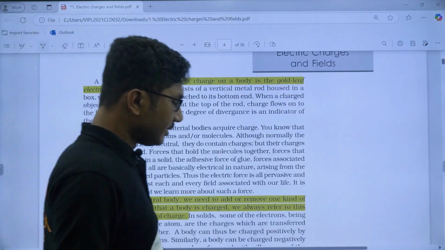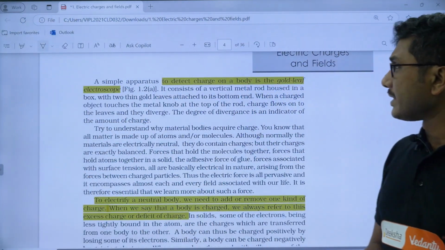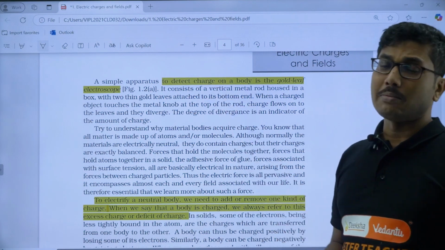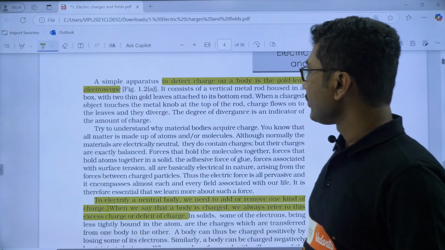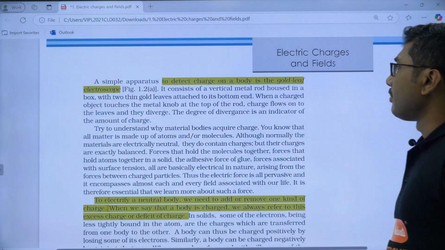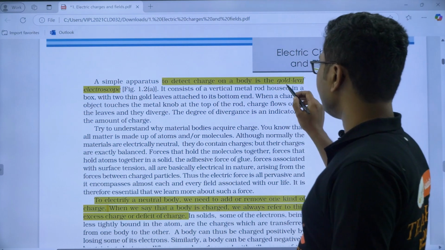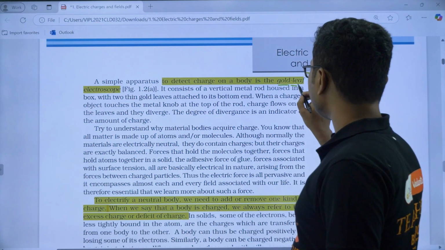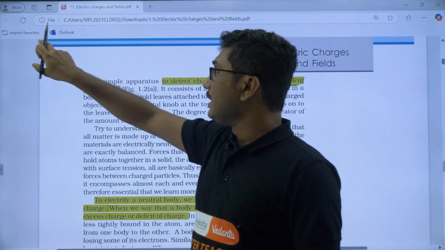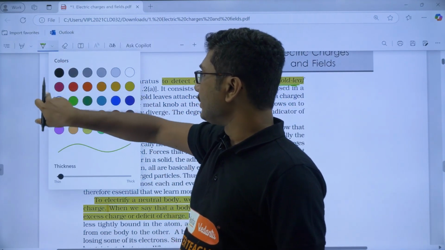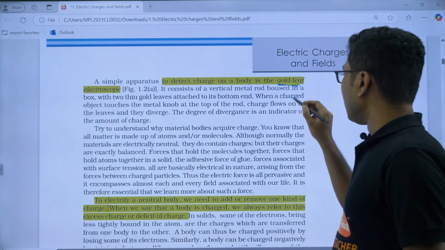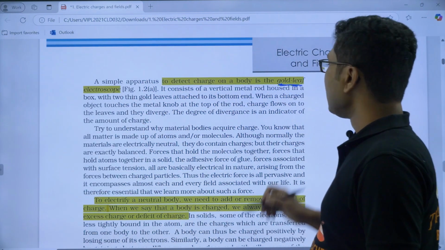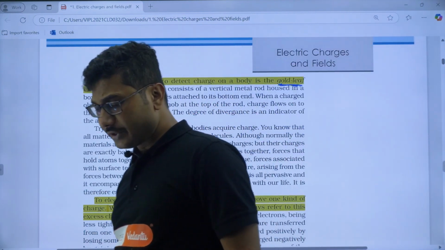Again, up to this point you can skip everything, and you need to remember that this is a very potential target for objective questions, that to detect charge on a body, a gold leaf electroscope is used. Gold leaf electroscope is an electroscope which is used to measure whether the charge is there or not. So this is a device which is used to detect the charge.